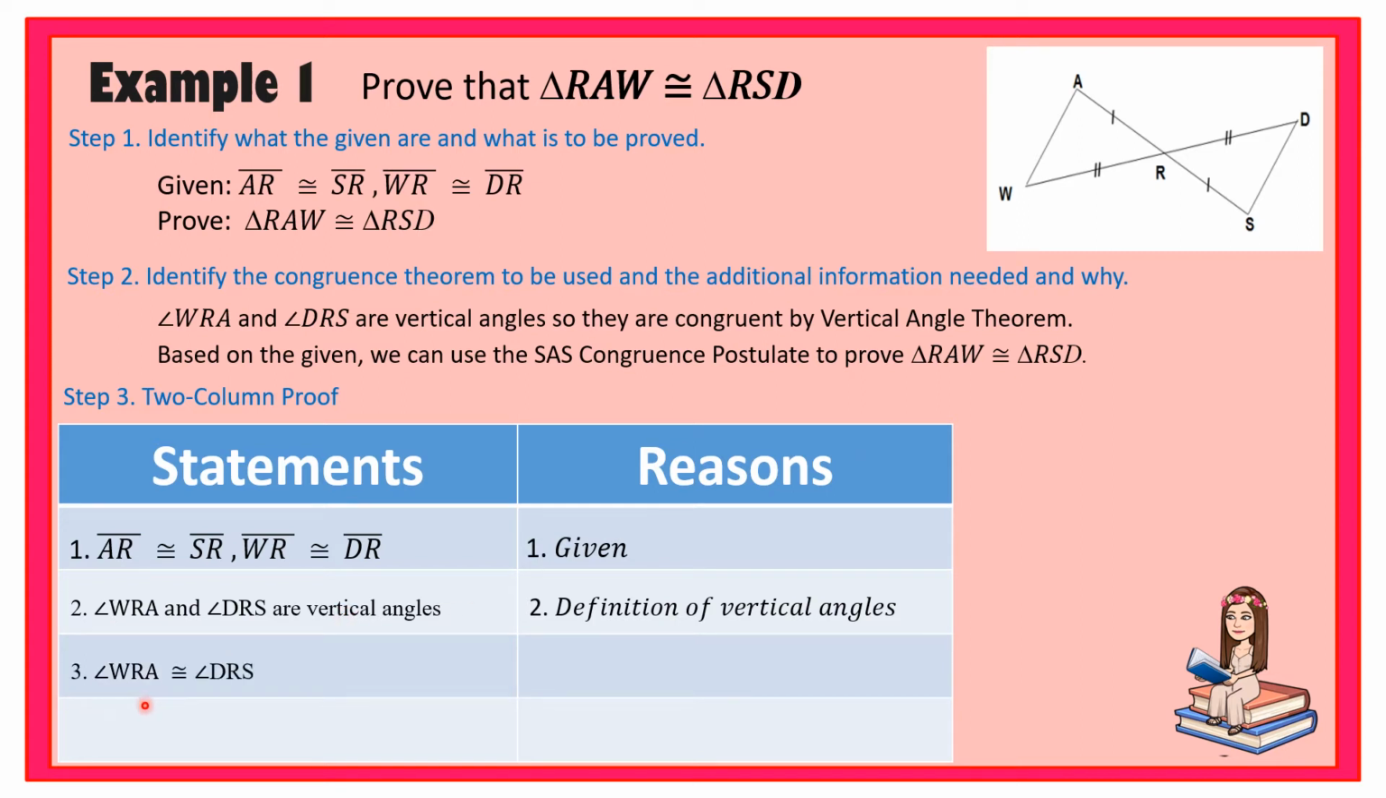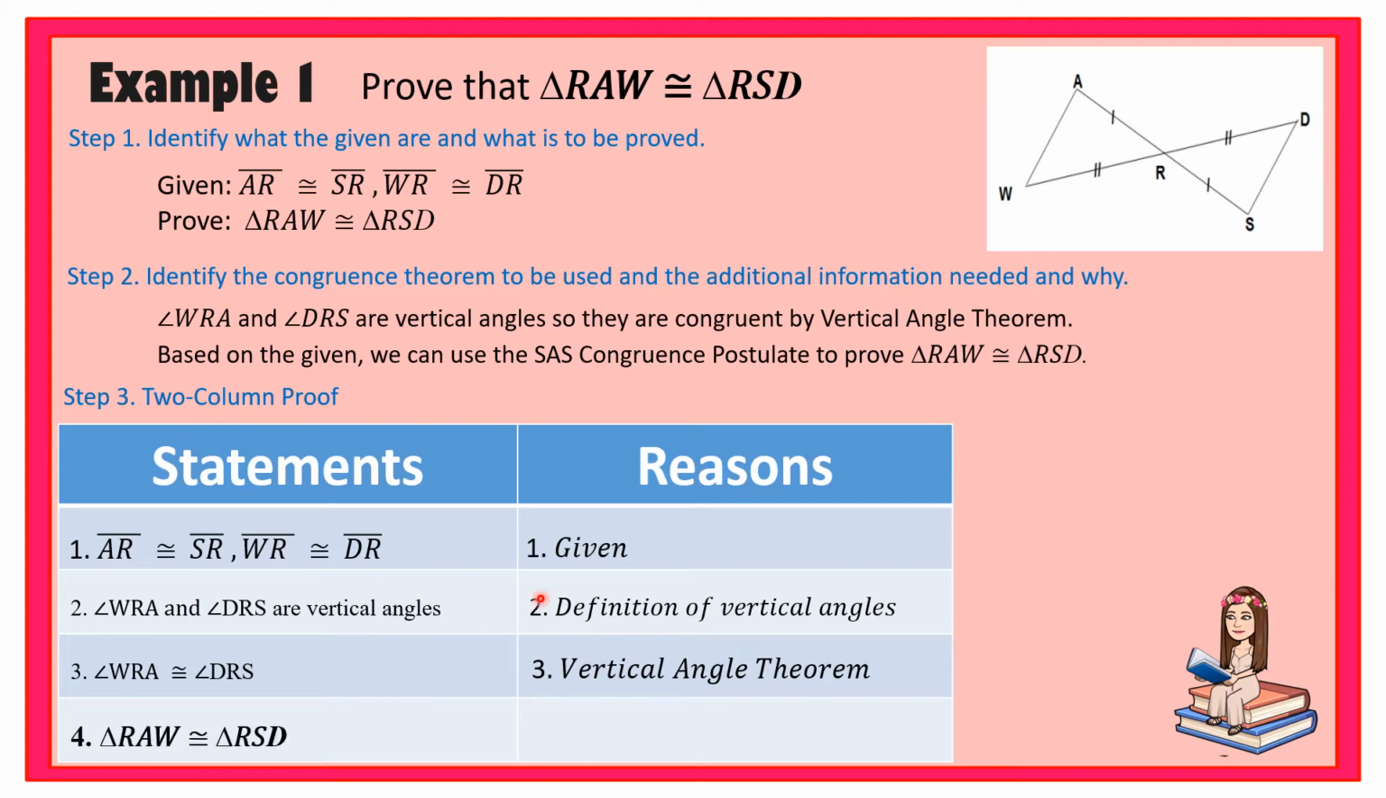Angle WRA is congruent to angle DRS. Ito na ngayon yan. So, bakit ko nasabi na sila ay congruent? Kasi galing ako sa statement 2, saying that they are vertical angles. Kaya sila ay naging congruent na. Bakit? By vertical angle theorem. Okay?